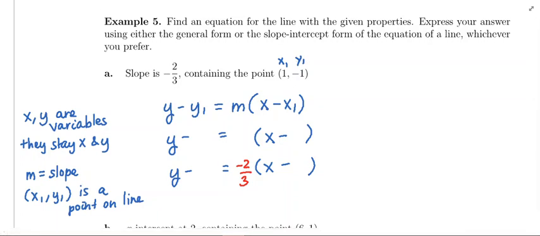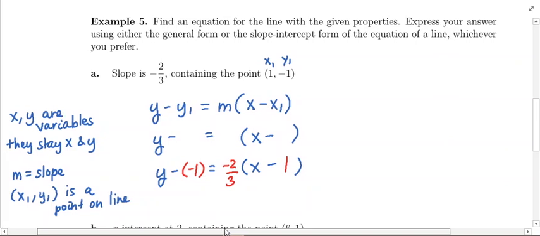Now we can plug this in. Inside the parentheses, we're doing x minus x1, so we've got x minus 1. On the left side, we've got y minus y1. Our template says we have to subtract y1. Well, y1 is -1, so be careful here: you're subtracting a negative. This is how you plug into point slope form.